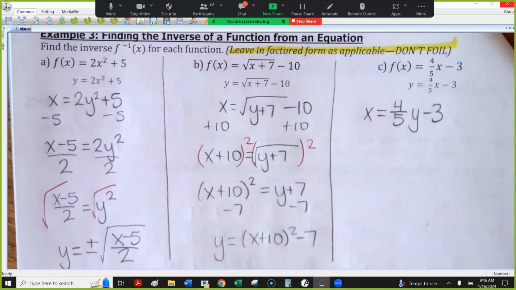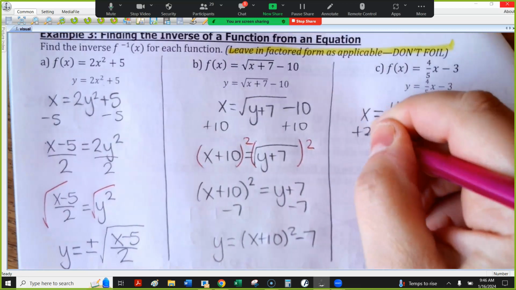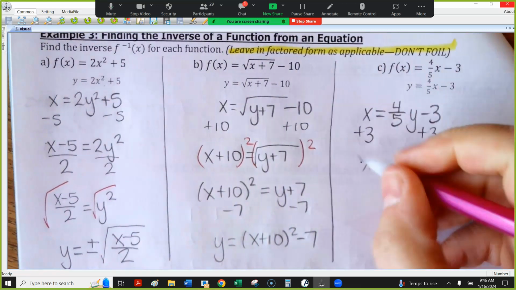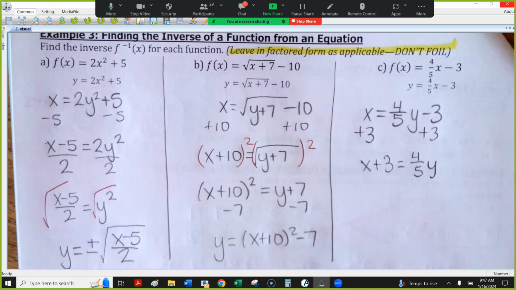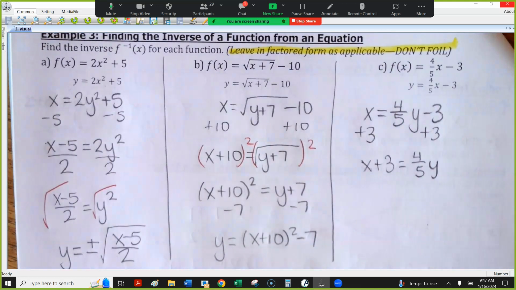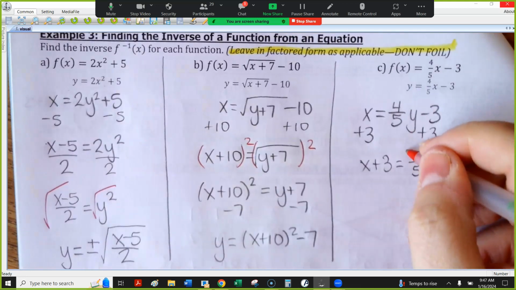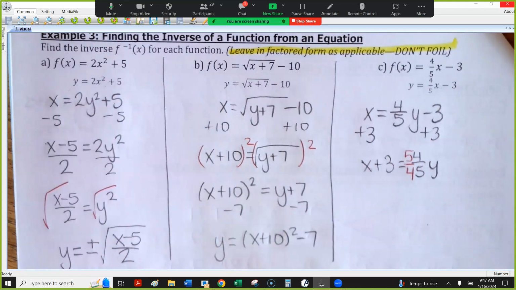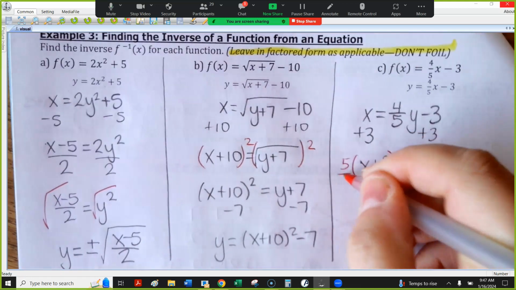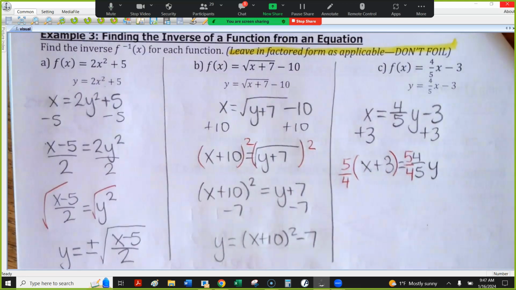All right, to get rid of the 3, I'm just going to add it to both sides. Ooh, I'm breaking my pencil. x plus 3 equals 4/5 y. Now, you could do this in 2 steps or 1. It's completely up to you. But to get rid of that 4/5, probably the easiest thing I could tell you to do is just multiply by the reciprocal. So the reciprocal, we just flip it over, so it'd be 5/4. And the one thing you got to do to both sides when you do that, I would put the other side in parentheses because you have to multiply both of these terms by that 5/4.